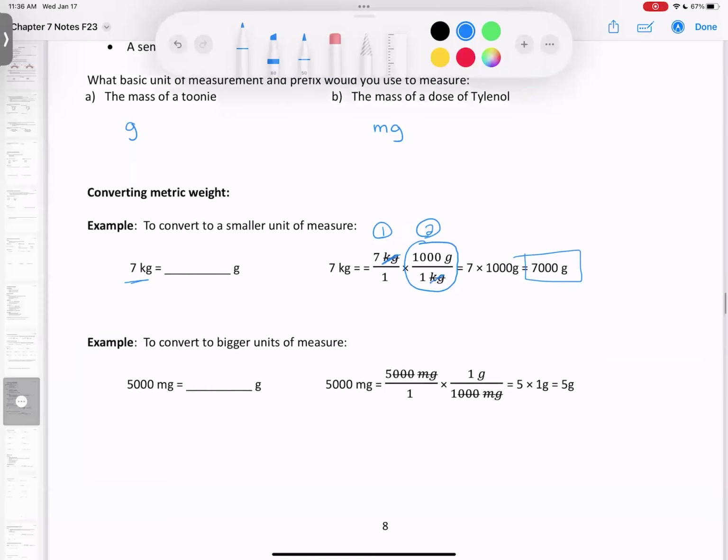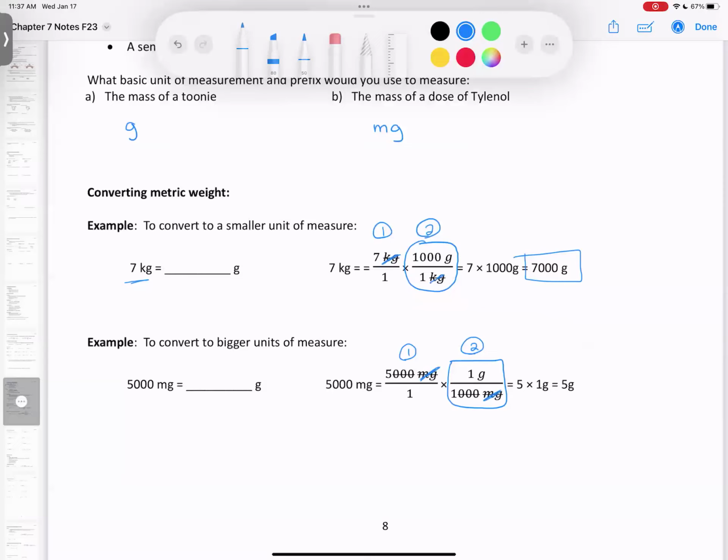All right, next one, here we're converting to a bigger unit of measure. So we've got 5,000 milligrams and we want to get to grams. So step 1, we're going to put it over 1. Step 2, we want to multiply by a conversion factor. So here is our conversion factor. This time we want milligrams on the bottom so they cancel, and we want to be left with grams. So we're going to put the grams on top. 1 gram is the same as 1,000 milligrams, and you'll find that in your formula sheet.